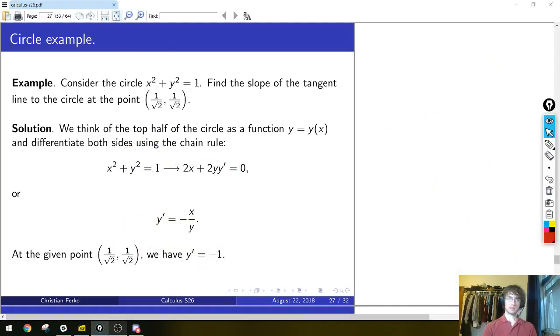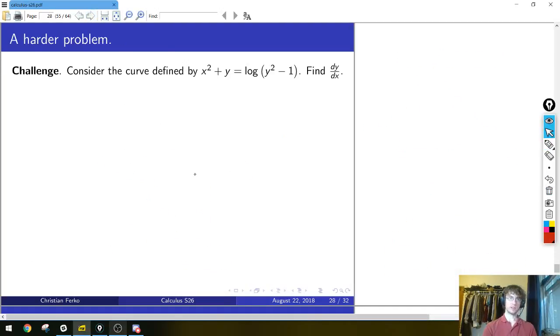So let me say a few more words about this strategy where you differentiate the equation. But first there's a harder problem. Okay. So I'll ask you to do this. We're going to do the same thing. Here's some ugly curve. X squared plus y is log y squared minus 1. It's really hard to solve this for y. Actually, I think it's transcendental, so you actually can't. So we're going to use the strategy of the previous slide, where you just take the derivative of both sides.